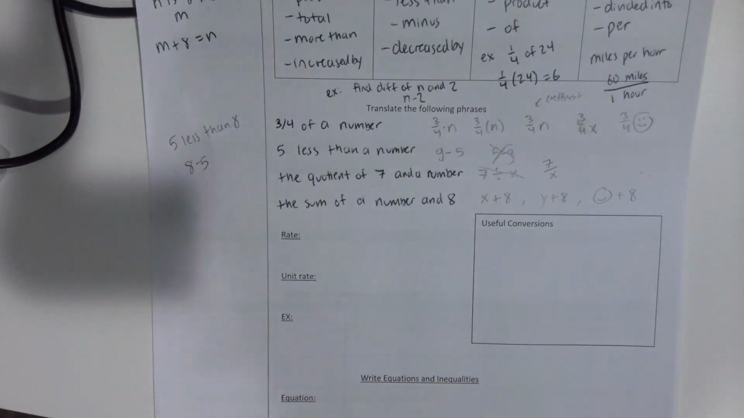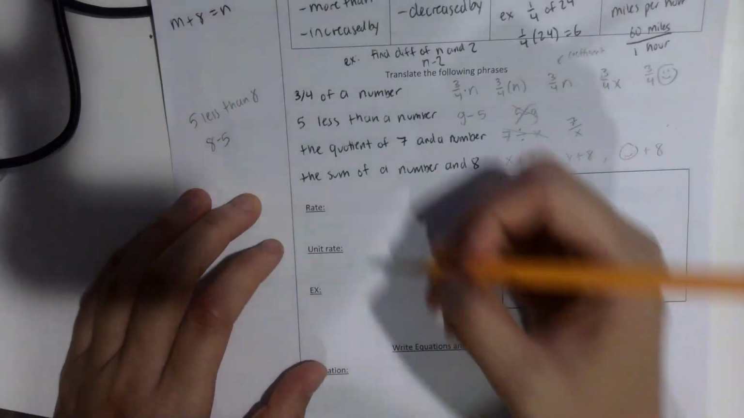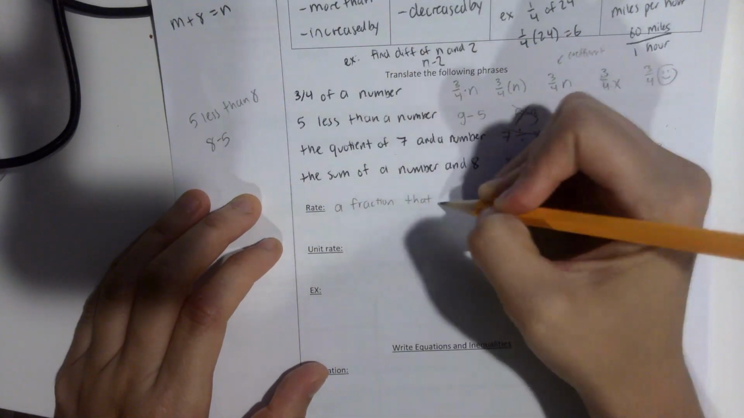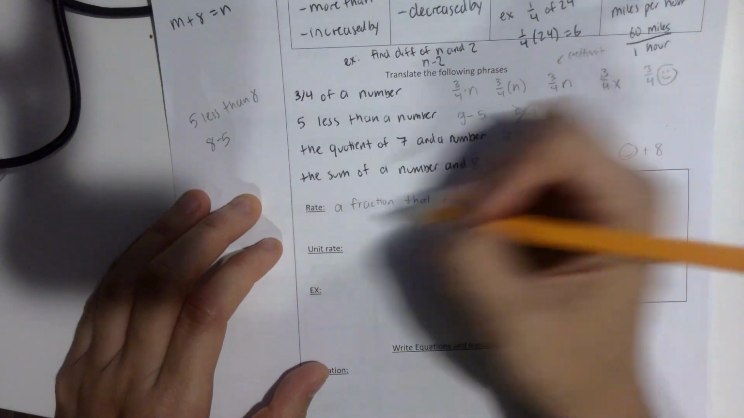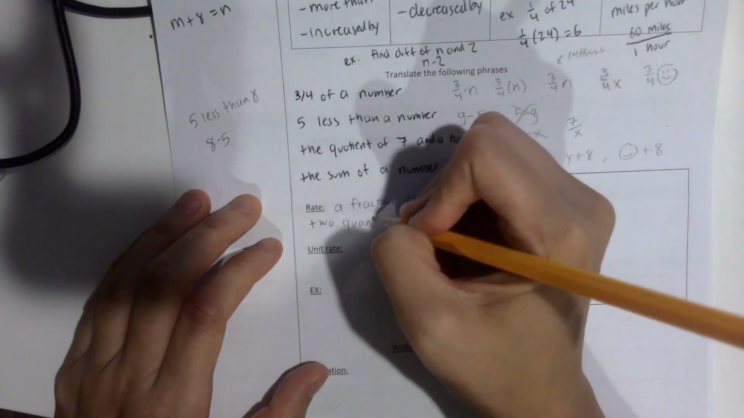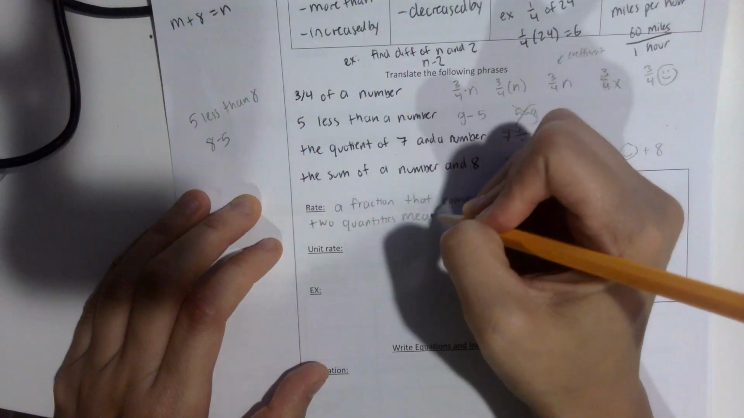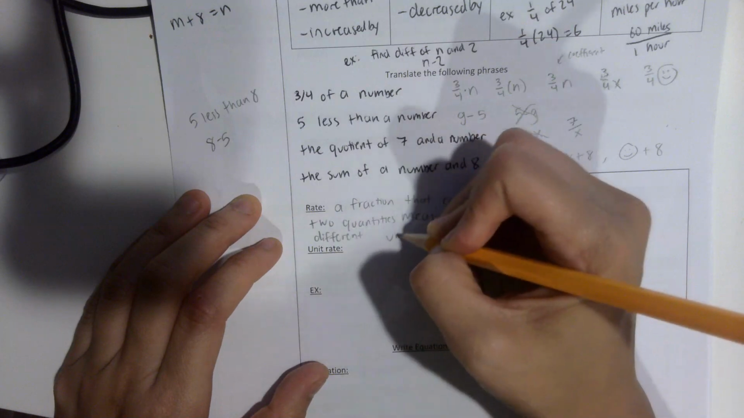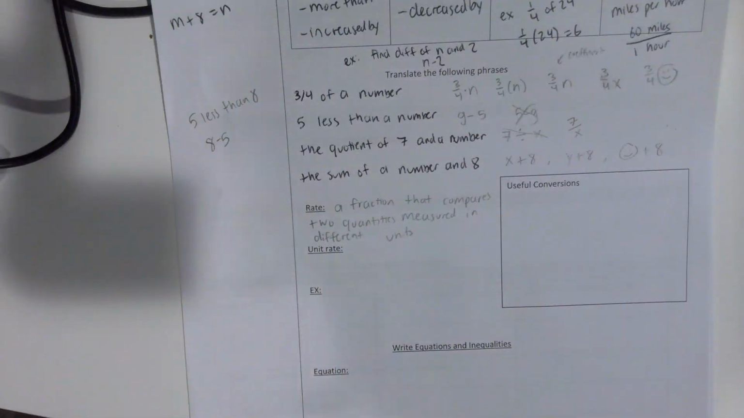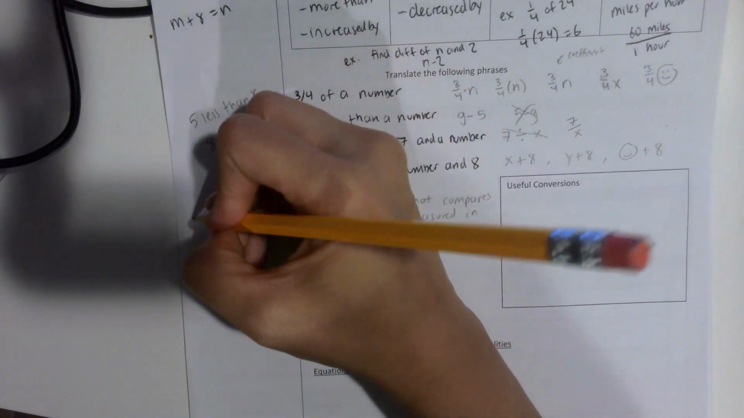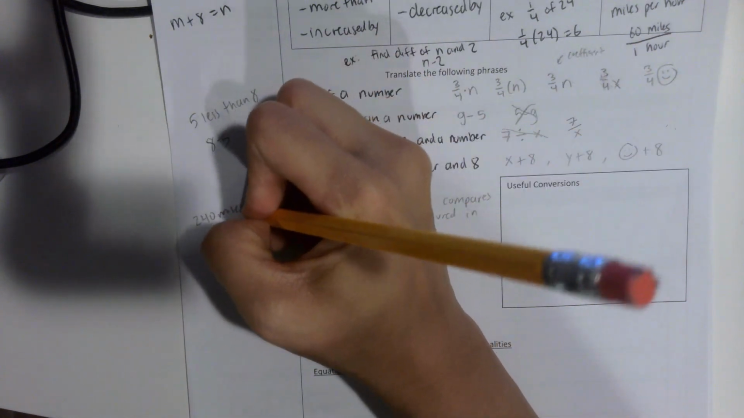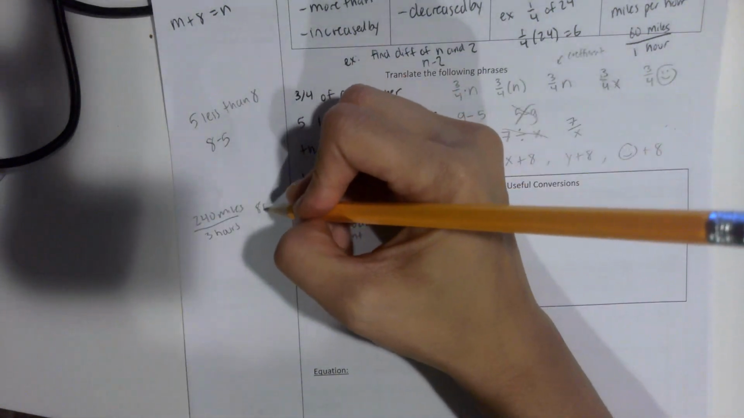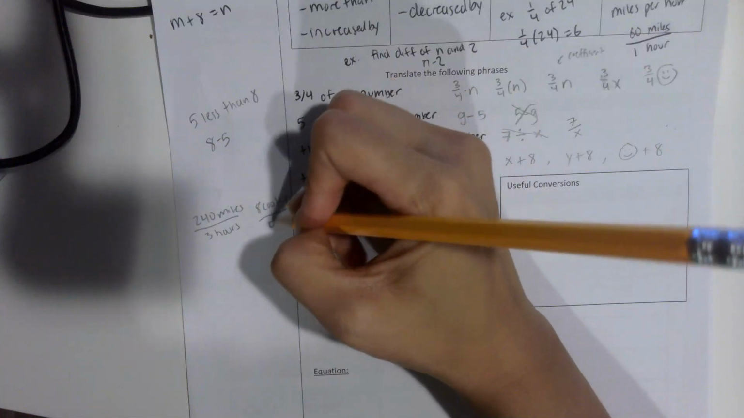Okay. Rate. We have a fraction that compares two quantities measured in different units. So, for example, that could be 240 miles per 3 hours. Or it could be like 8 cookies a day.